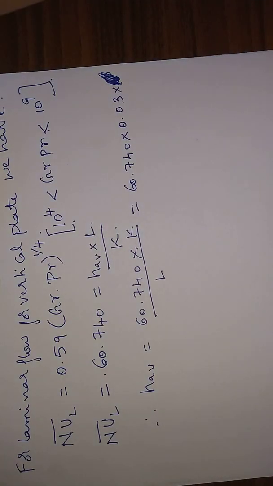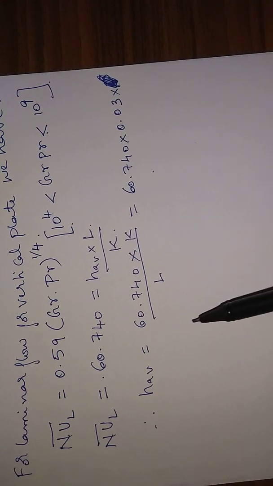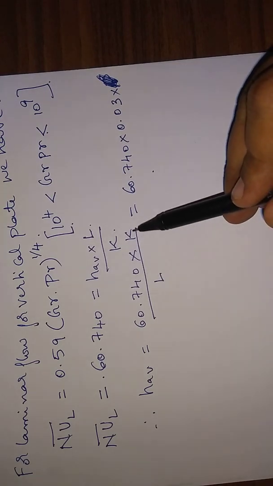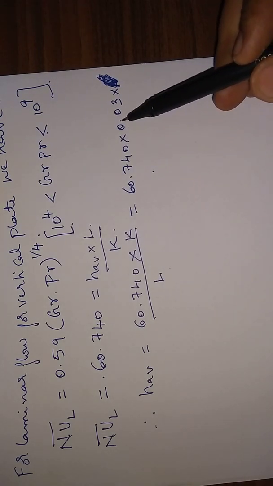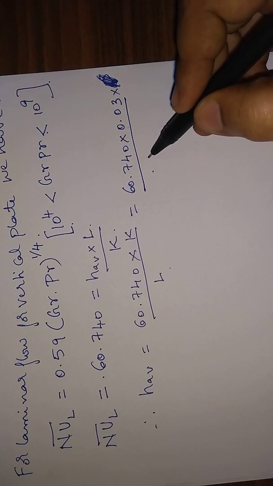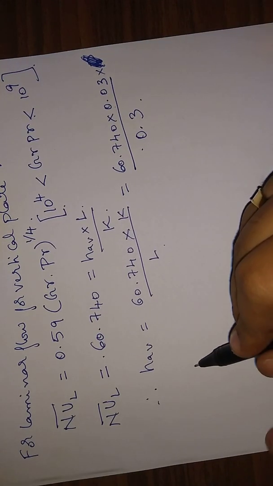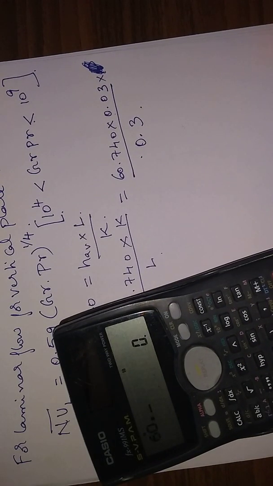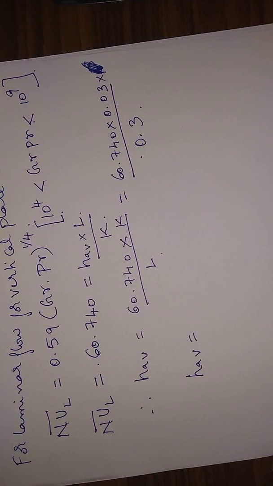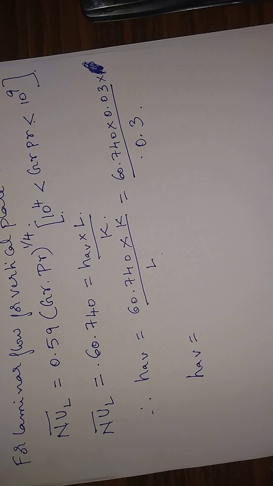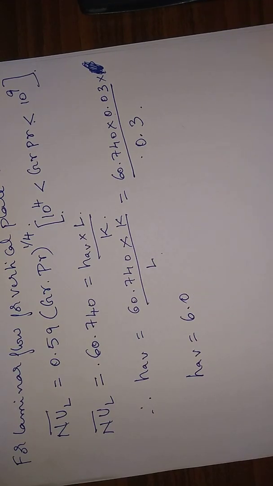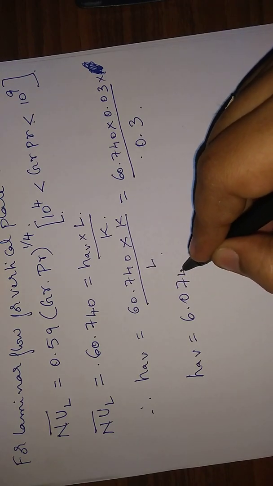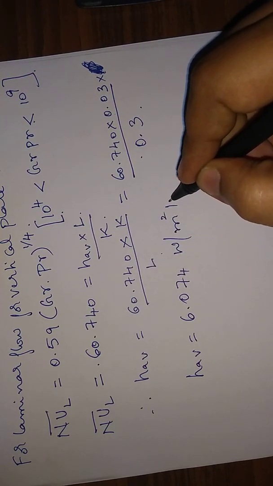If you substitute it here, h average is equal to 60.740 into k divided by L. So 60.740 into 0.03 divided by our length, 0.3. Our h average comes out to be around 6.07374 watt per meter square Kelvin.